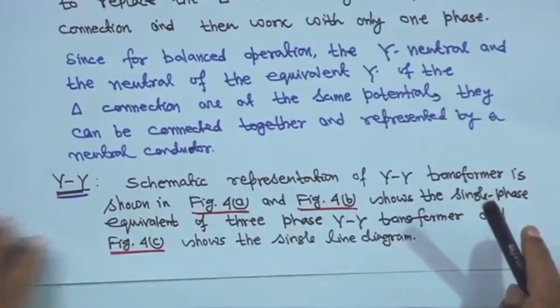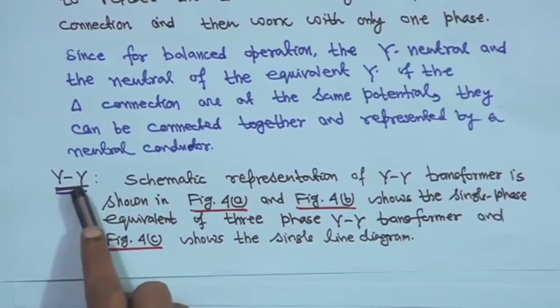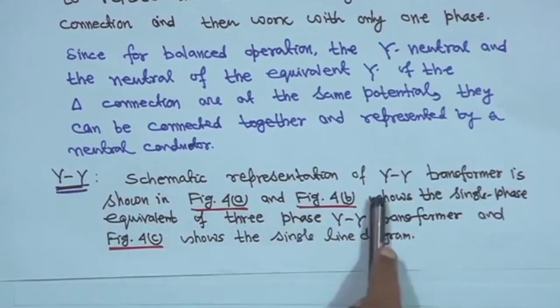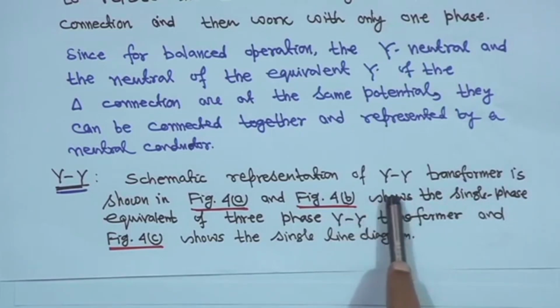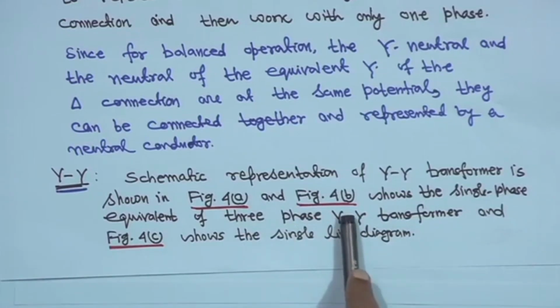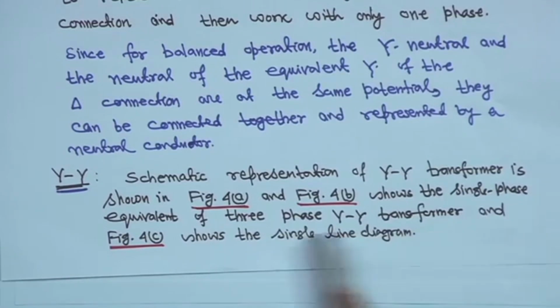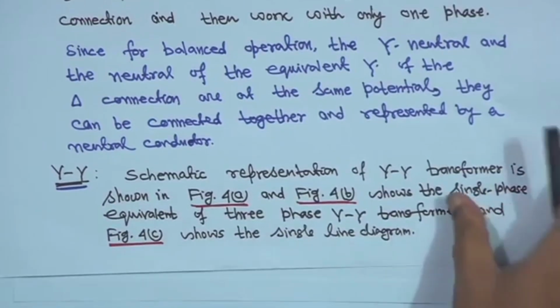Now, so far we have shown the schematic diagram without the windings. First, consider the star connection. The schematic representation of star we have already seen, but now we will go into a little more detail. The star connection is shown in figures 4a and 4b, which show the single phase equivalent of a 3 phase star transformer, and figure 4c shows the single line diagram.